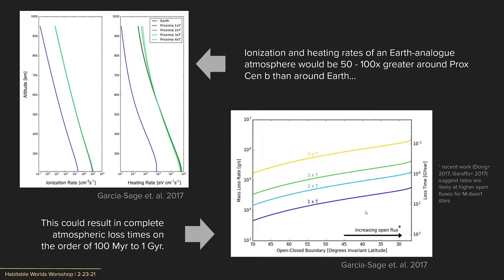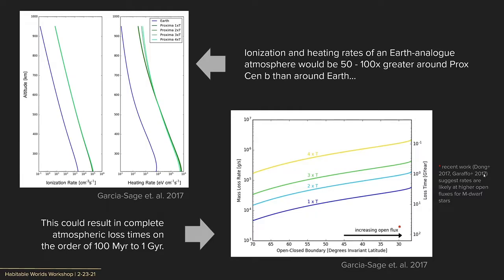Now, we can see in this plot in the bottom right that the mass loss rates and the overall time to lose the entire atmosphere do change as a function of how much of the planet is, quote unquote, openly interacting with the magnetic field lines. So you can imagine this as we go lower in degrees invariant latitude, we are basically increasing the size of the polar cap area that is directly interacting and pulling in the stellar winds to interact with the atmosphere.